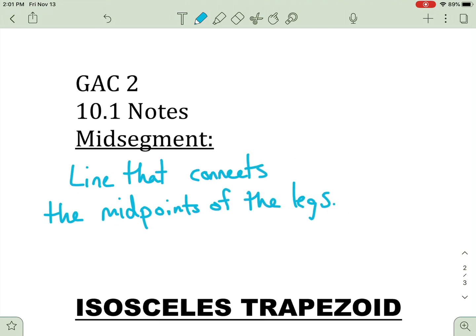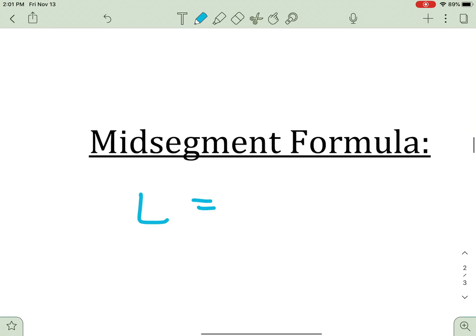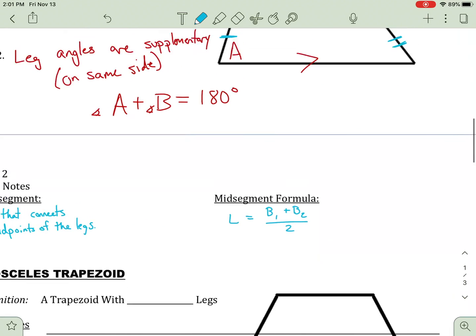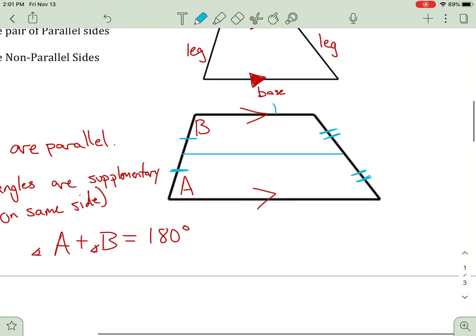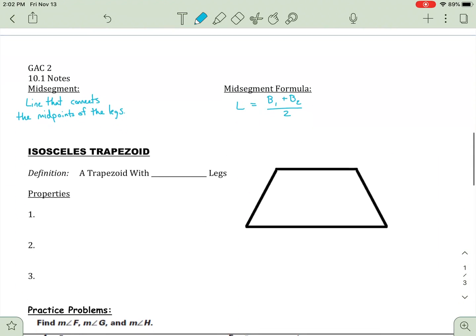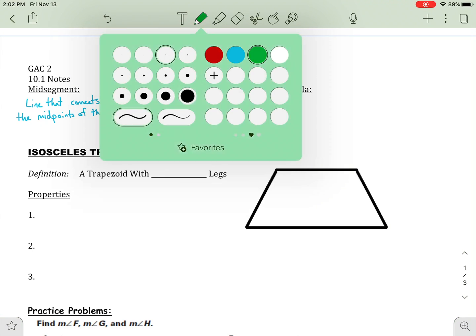Okay? But the mid-segment formula, the length of the mid-segment, is where you add up both bases and divide them by 2. So basically, it's the average of the distance, right? So we could say that this is base 1 up top and base 2 at the bottom, okay? So that's how you get the mid-segment. It's just a distance.